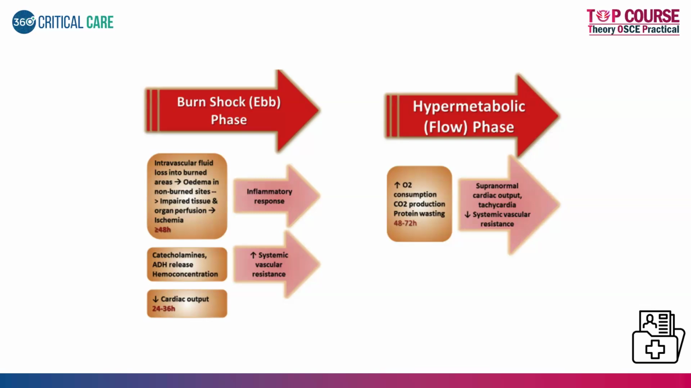The ebb phase is usually called hypometabolic. The flow phase is called hypermetabolic. The word hypometabolic can also be interpreted as hyperdynamic. See here, the cardiac output is low because of the low volume state, but there will be compensatory tachycardia, etc. So that can be a type of hyperdynamic phase.